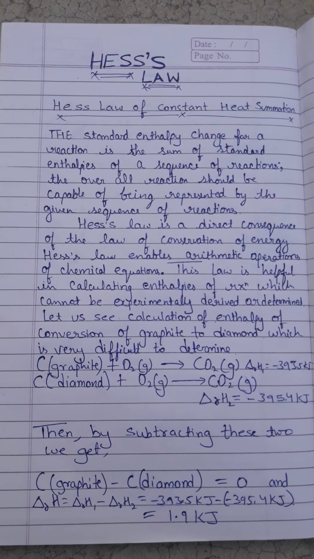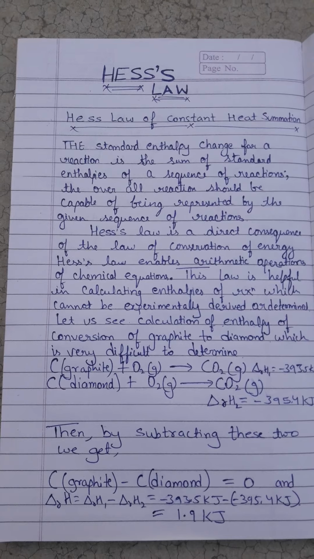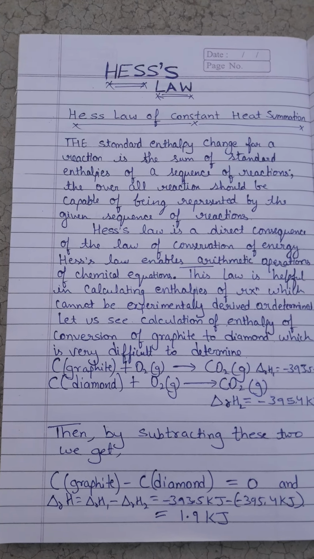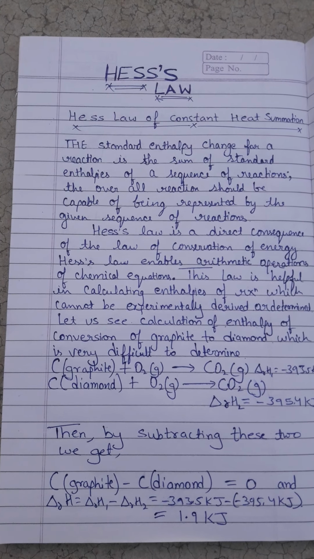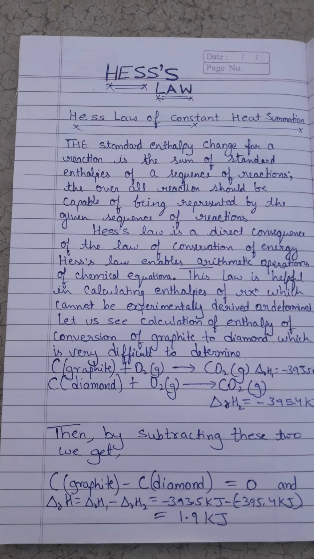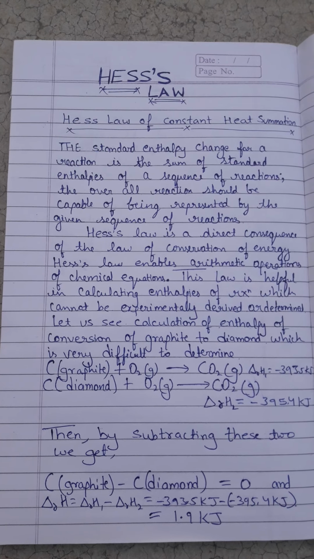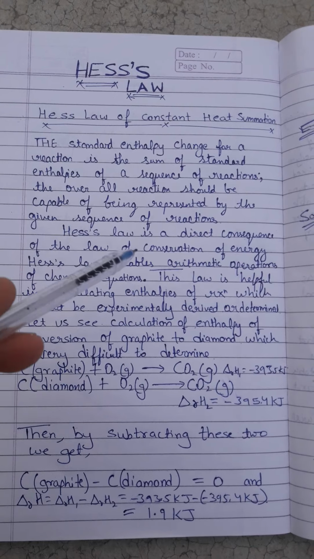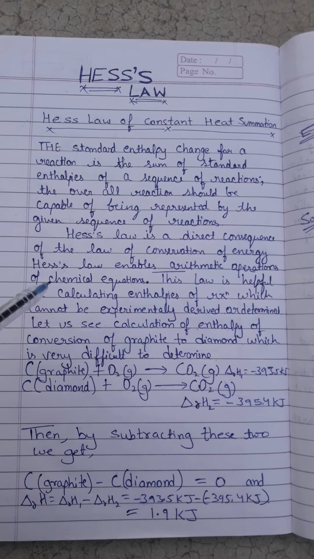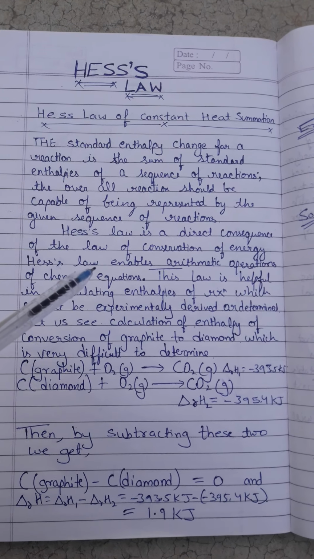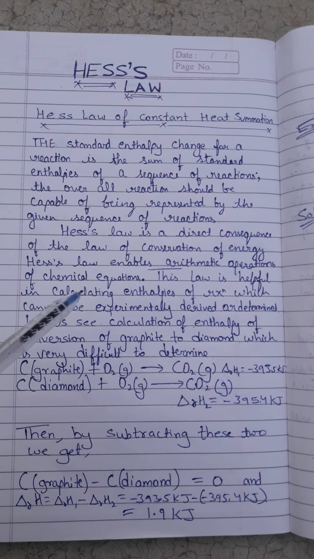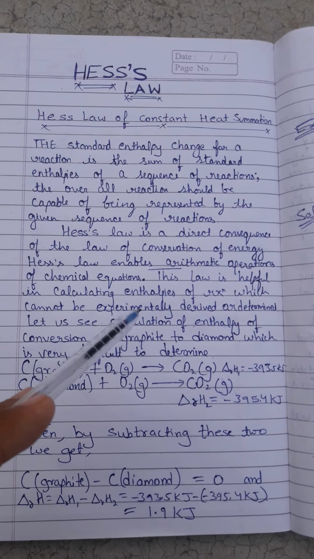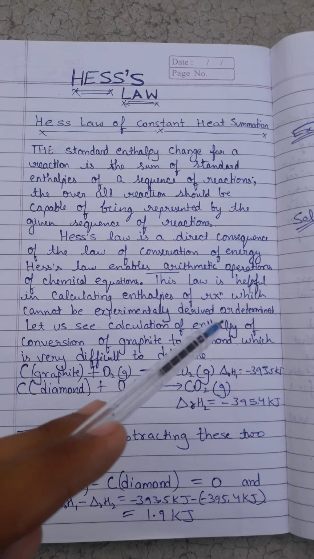A particular reaction can also be imaginary. The only requirement is that the individual chemical reactions in the sequence must balance and add up to the equation for the particular reaction. Also, Hess's law enables arithmetic operations on chemical equations. This law is helpful in calculating enthalpies of reaction which cannot be determined experimentally.